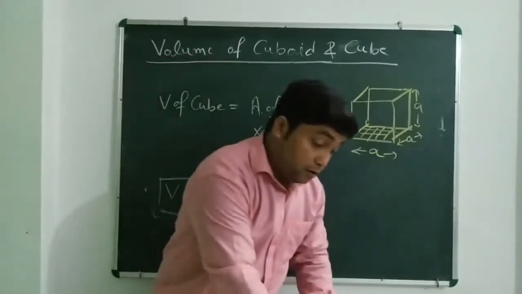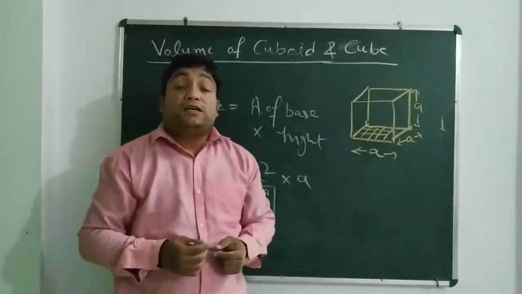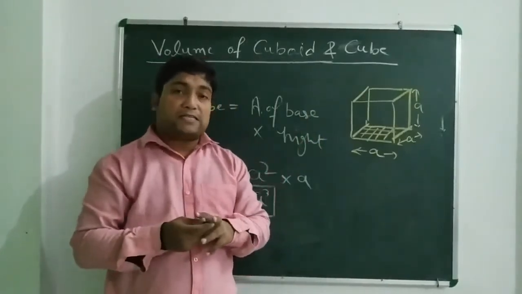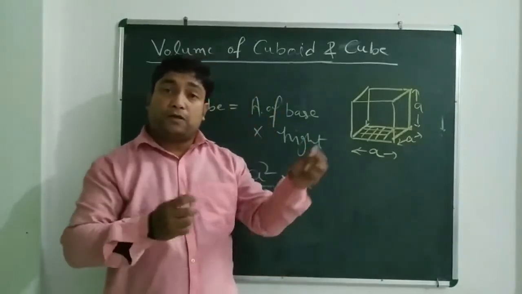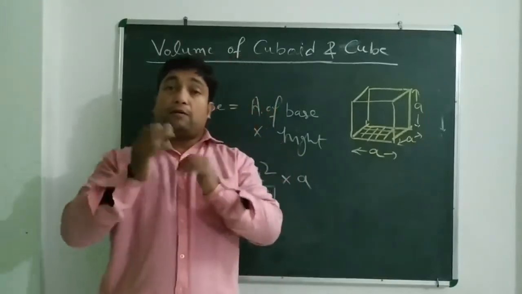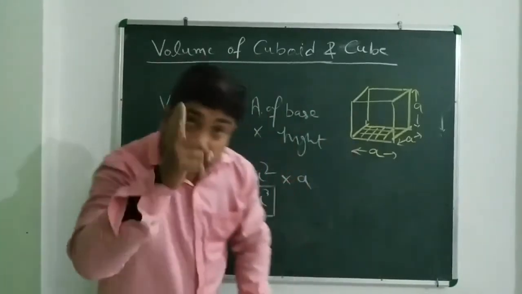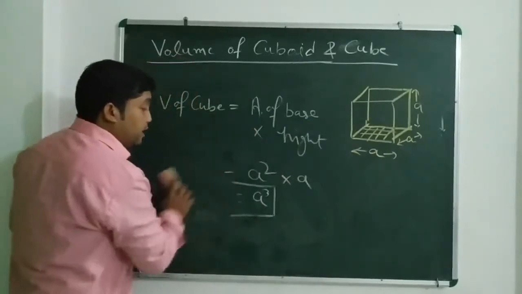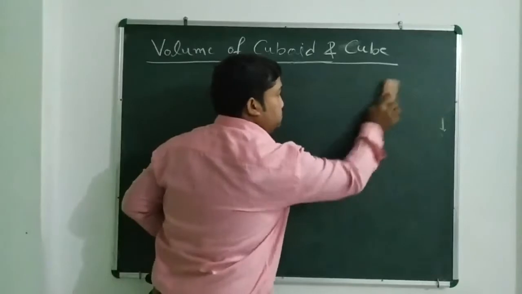So sometimes the question arises: what is the maximum length of the rod we can put in the cuboid? At that time we need knowledge about the diagonal of the cuboid. For finding the diagonal of the cuboid, we need the Pythagoras theorem.